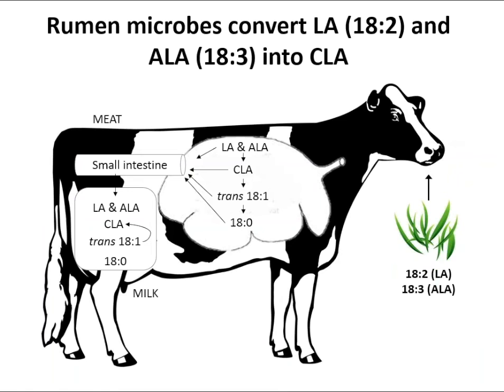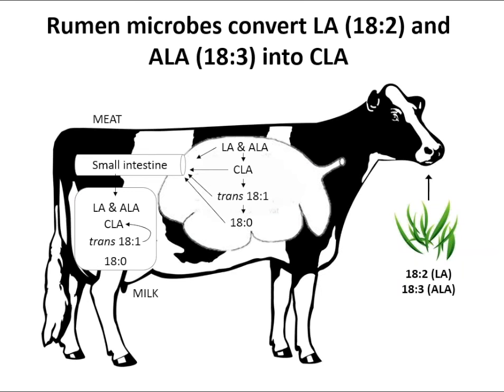So how do these fatty acids get into milk fat? Well, first we have the two predominant fatty acids that you find in forages. That's the 18:2 LA, the omega-6. Again, that one you'll find mostly in the grains. And then the 18:3 ALA, the omega-3 that you'll find in your fresh green forages. So these two fatty acids enter the rumen, and then they're converted by those rumen microbes into CLAs, and then into trans 18:1, and finally into 18:0.